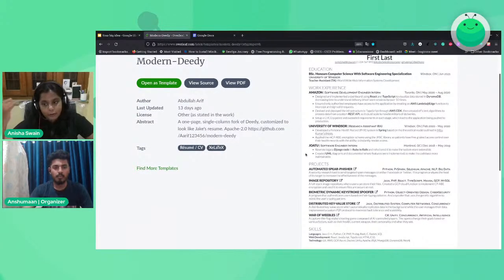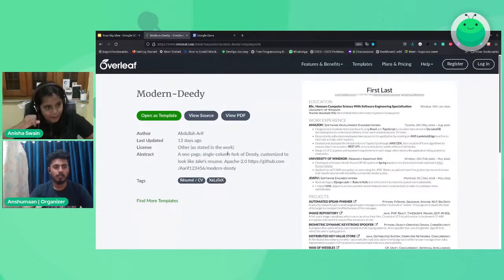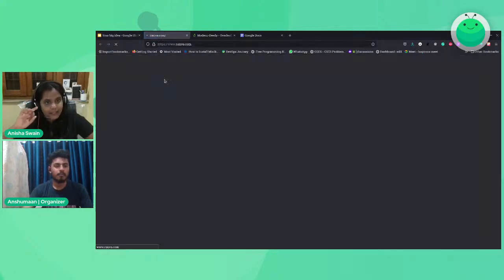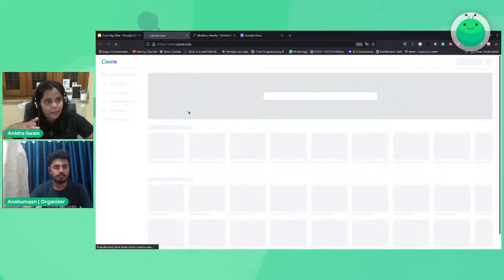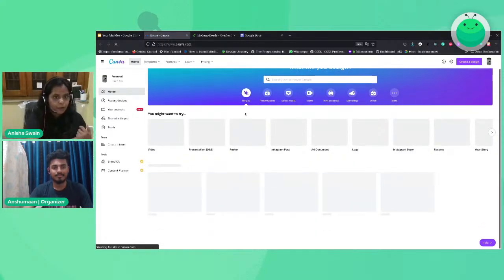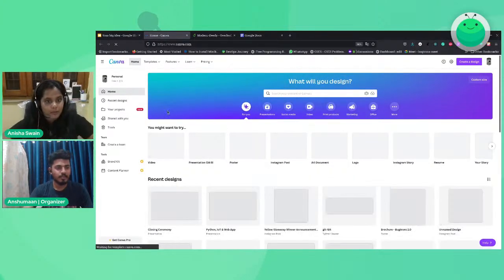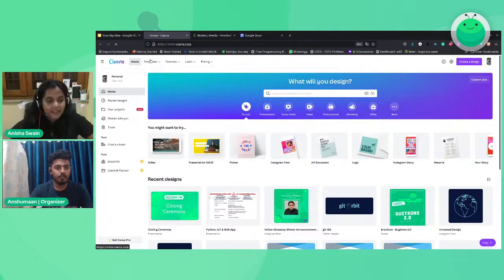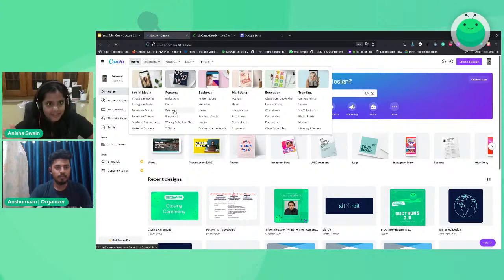Then another thing is obviously Canva, but Canva is much more fancy. They have good templates, but again, you have to make it simple. Canva is a very design oriented platform, but you can use it as well to make your resume. So I prefer these three platforms to make a resume, and mostly Overleaf, which is an amazing site. I'm a total fan of it.